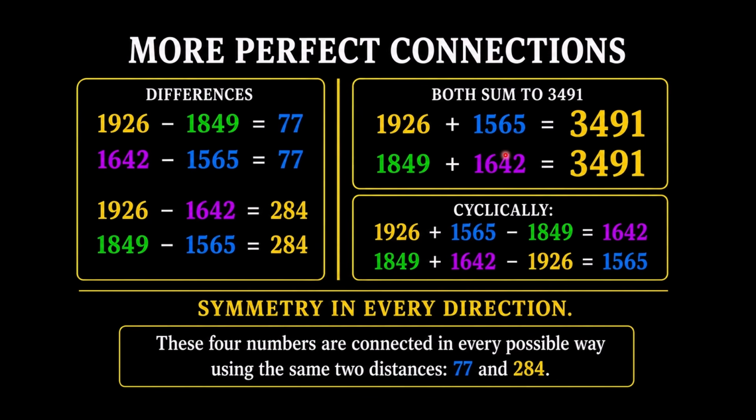1926 plus 1565 equals 3491, and 1849 plus 1642 also equals 3491. More specifically, the letter position of Esther plus the simple gematria numbers of God's name totals 3491, and the letter position of God's name plus the simple gematria numbers of Esther also totals 3491. 2 completely different calculations, yet both produce the exact same result of 3491 and 3491. The symmetry now works in every direction.